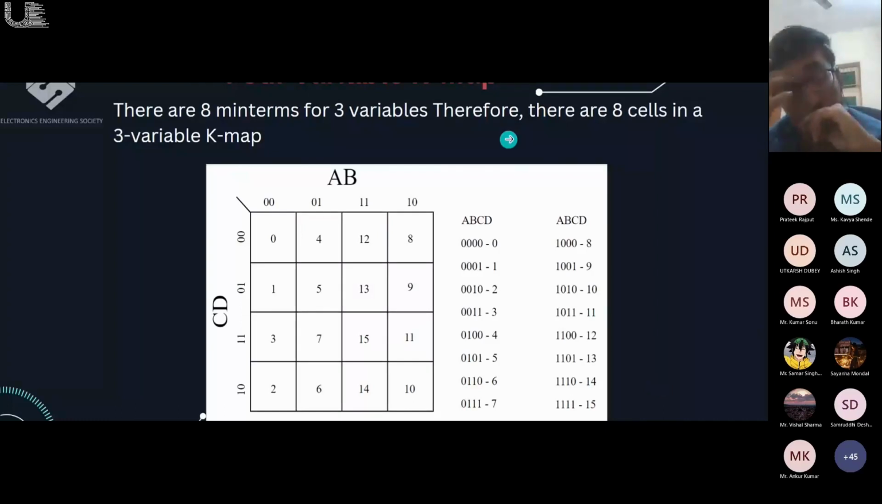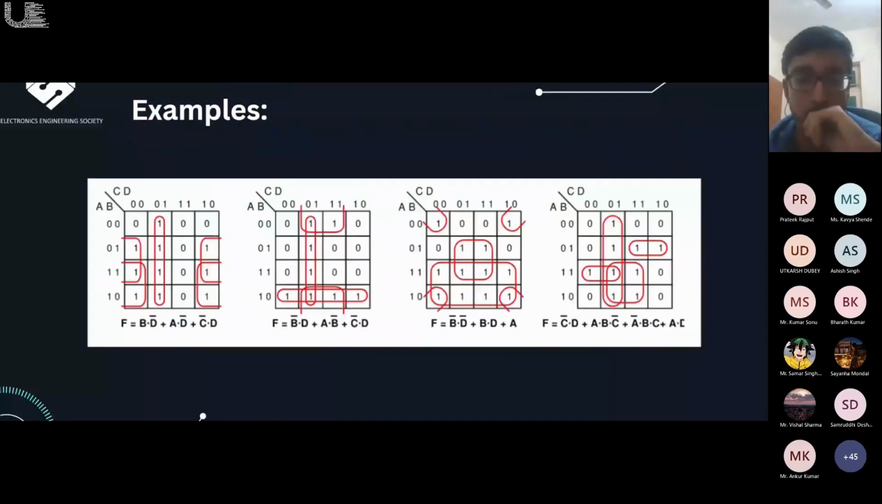Now obviously there are 4 variables here, so you can have 16 combinations, and the table also looks more symmetric and better than the previous one. Again, the rules are the same. You fill in the table as per your function. So here are some examples you can see. The concept is exactly the same. It's just that the groupings get a bit more complicated here.